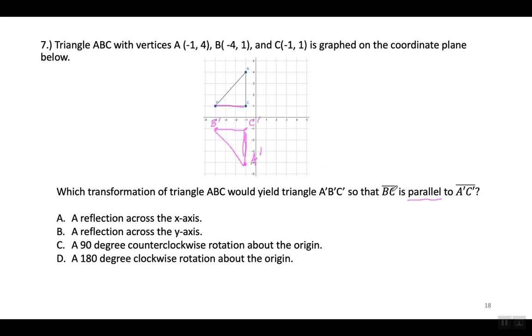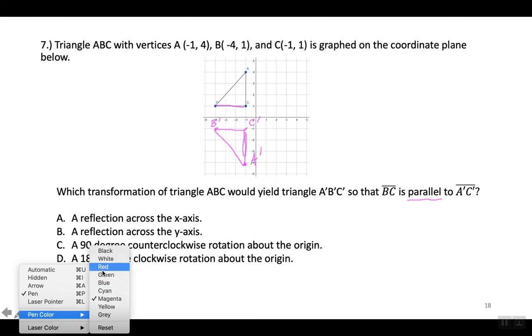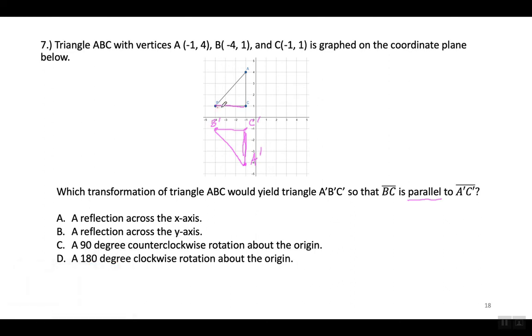Now, is segment BC parallel to segment A prime, C prime? Well, let's look. Segment BC is right here in red, and segment A prime, C prime is right there. Those two sides are not parallel, so therefore, answer A is wrong. Let's look at answer B.